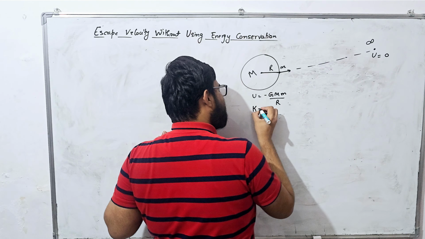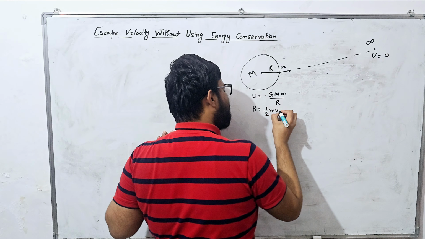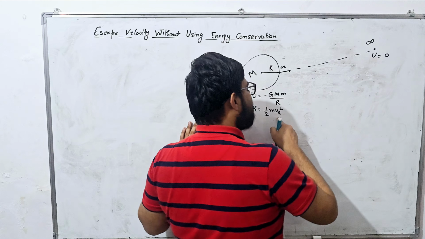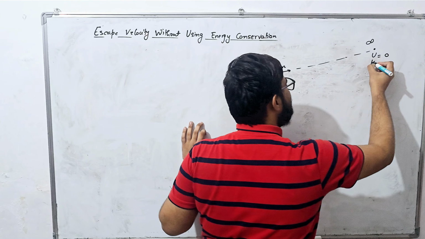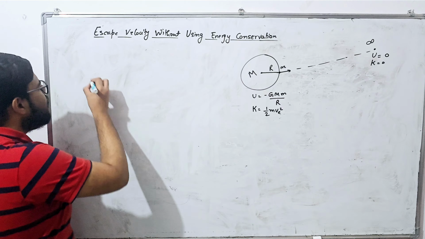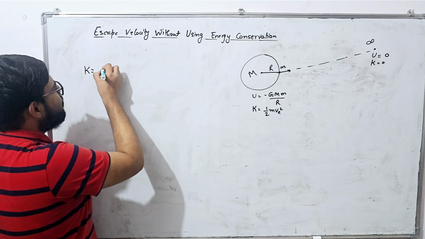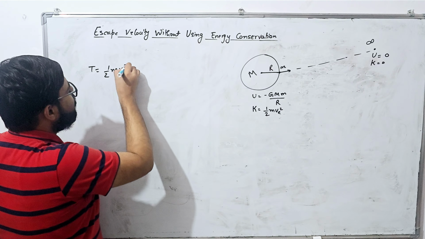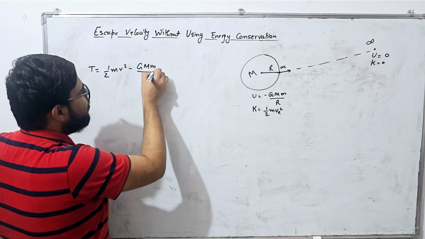And what will be its kinetic energy? Over here it will be half mv square. This is the escape velocity. And since it is the minimum required velocity, at infinity the kinetic energy must also be 0, correct? So we get that the total energy at the planet is equal to half mv square minus GMm by r.